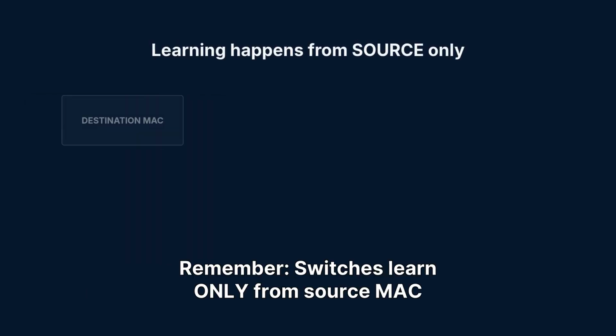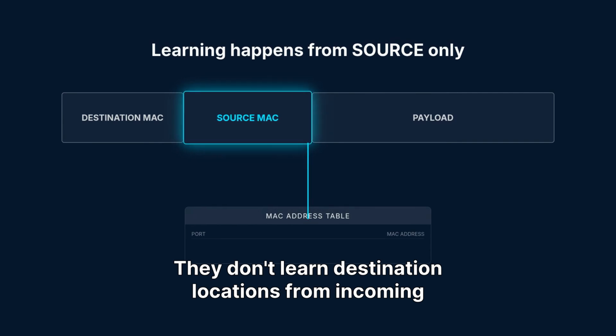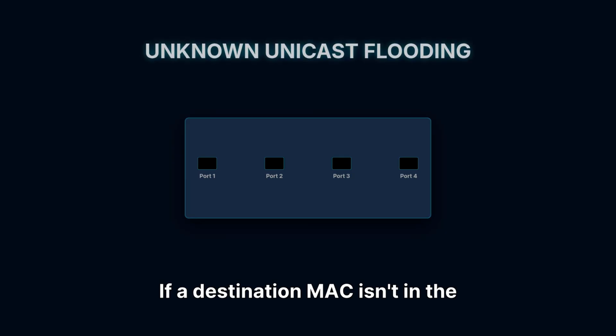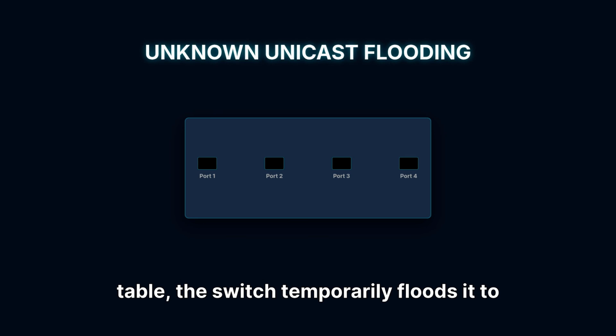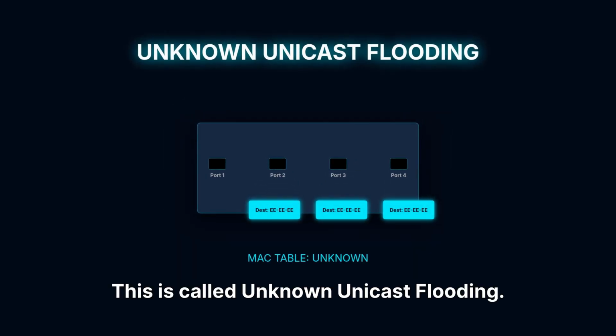Remember, switches learn only from source MAC addresses. They don't learn destination locations from incoming traffic. If a destination MAC isn't in the table, the switch temporarily floods it to everyone. This is called unknown unicast flooding.